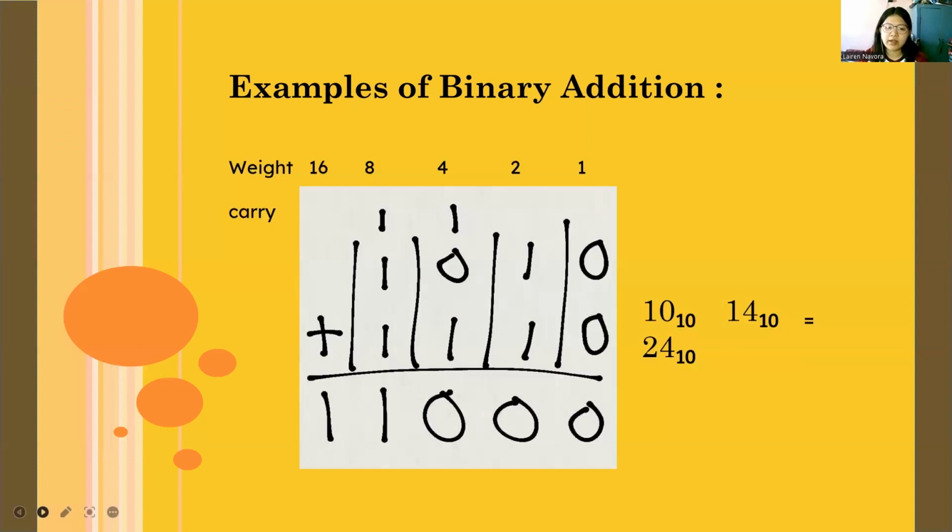So this is the binary number which we will get after addition. To check whether our addition is correct or not, what we can do is convert this number into the decimal equivalent. Okay, next.